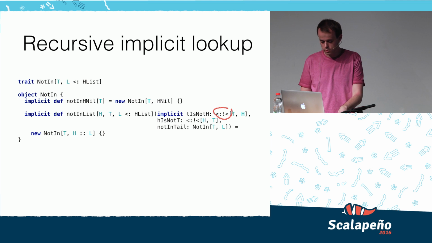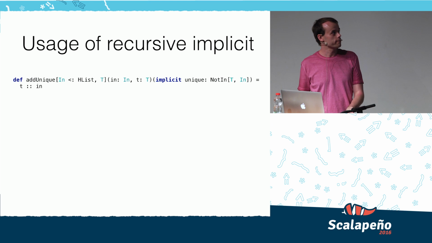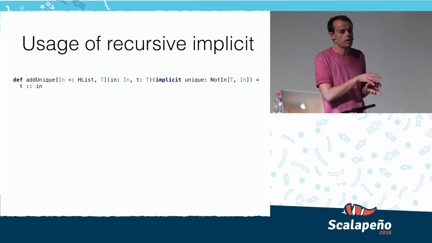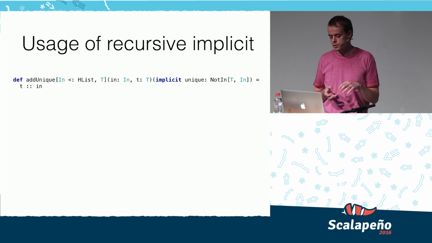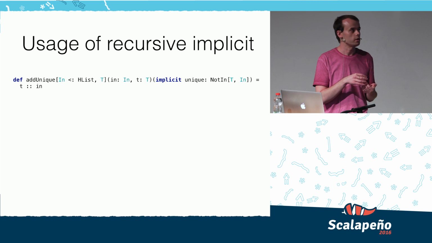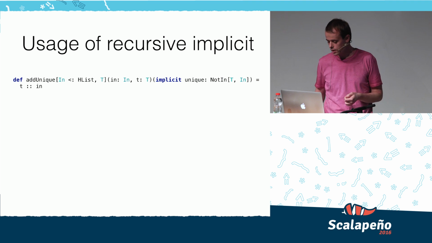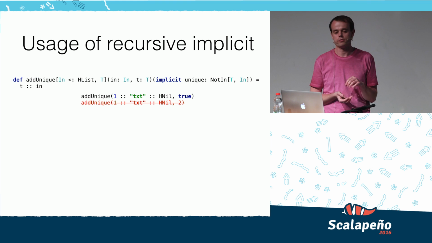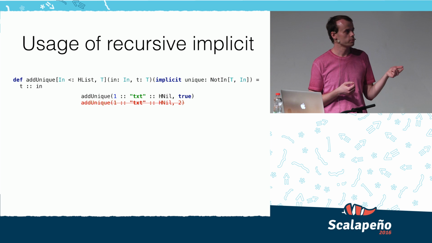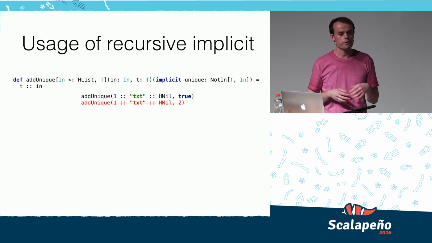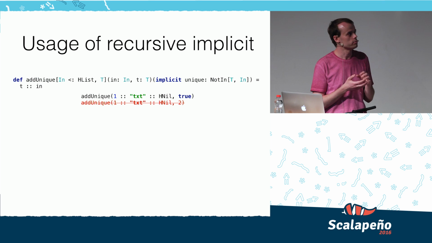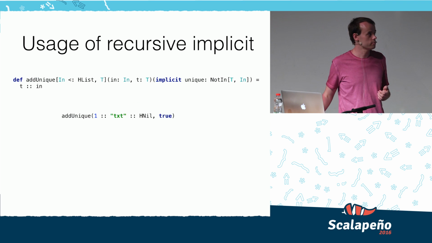So we can check how it works in an example. We have a function addUnique, which takes two parameters, an input list in, upper bounded by HList, of course, and the type T. And it is going to add the element of type T to this list, but implicitly it requires that the type T is not yet present in the input list. So if we have an HList with Int and String, it will be valid and it will compile if we, for example, want to add a Boolean to this list. So it is okay. But if we want to add a second Int, the code will not compile because the condition is not fulfilled. So let's take a look at how the compiler is looking for the implicits in this case.